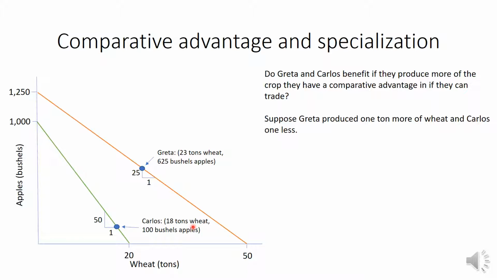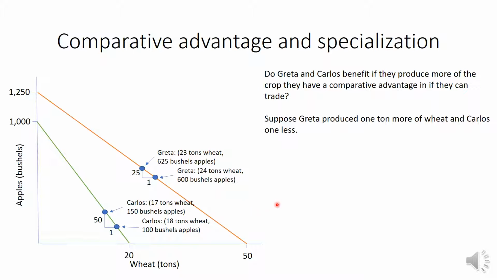Suppose that, moving from these initial blue dots, they changed their decision about how much wheat and apples to produce, each of them according to their own line. So imagine that Greta went from producing 23 tons of wheat to 24, and that would lead her to produce 25 bushels less of apples, so she'd produce 600. And then we suppose that Carlos decreases his wheat production from 18 to 17, and doing that allows him to produce 50 more bushels of apples. So this is what happens to Greta. That's what happens to Carlos.